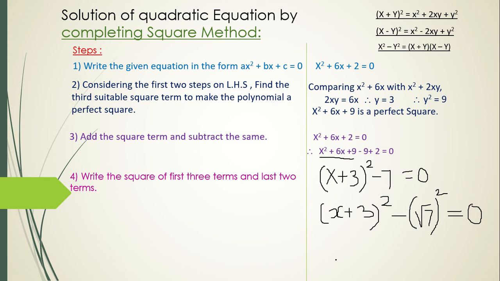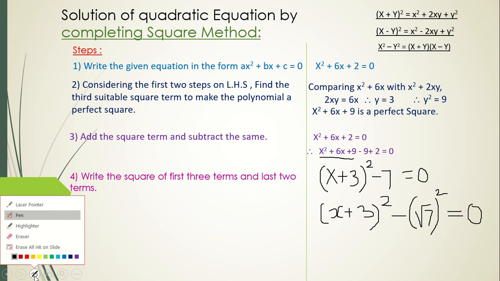Okay. So now we got a square minus b square. So we can use the formula a plus b, a minus b. So that will be x plus 3 plus root 7, x plus 3 minus root 7.